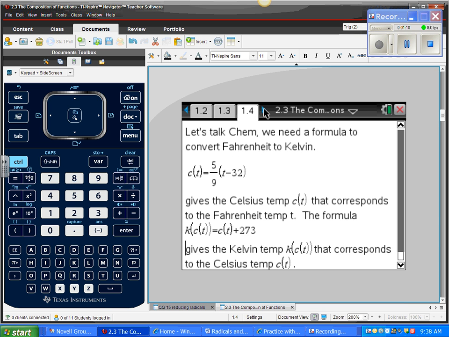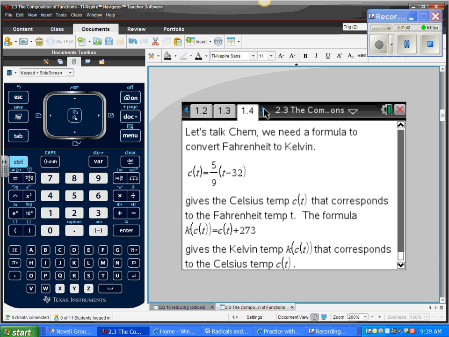Okay, so let's talk chem. We need a formula to convert Fahrenheit to Kelvin. That formula is C of T equals 5/9 times (T minus 32). That gives the Celsius temperature, C of T, that corresponds to the Fahrenheit temperature T. The formula to go from Celsius to Kelvin is K of C of T equals C of T plus 273. And that gives us our Kelvin.